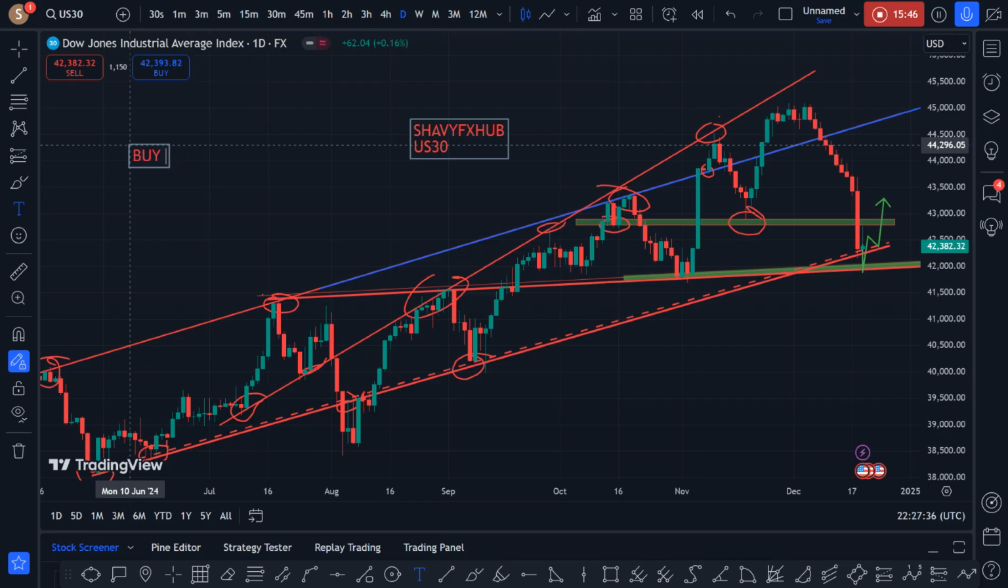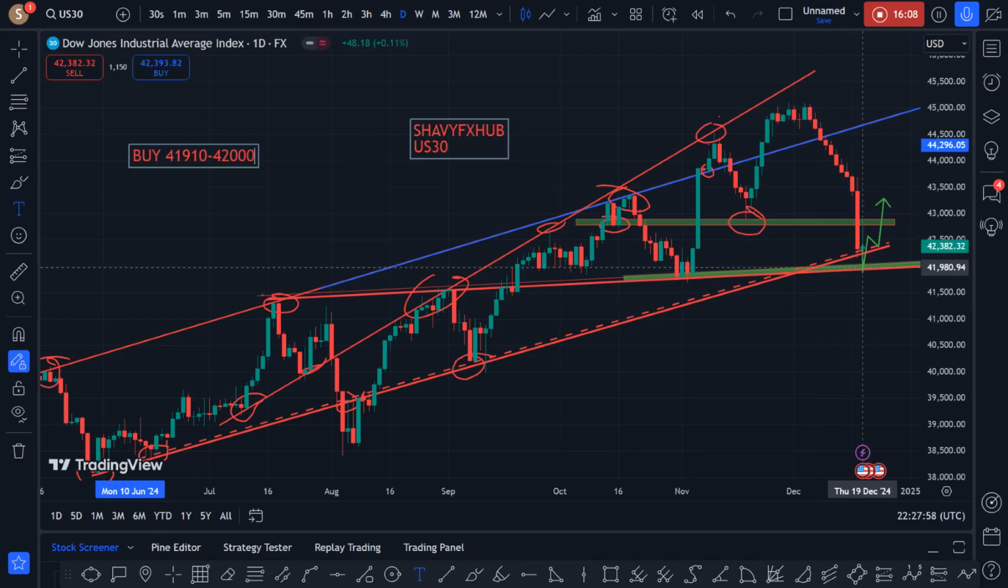Buy 41,910 into 42K. So at this level, we expect that US30 will pick up to balance all the bearish drop it has suffered in the month of December.